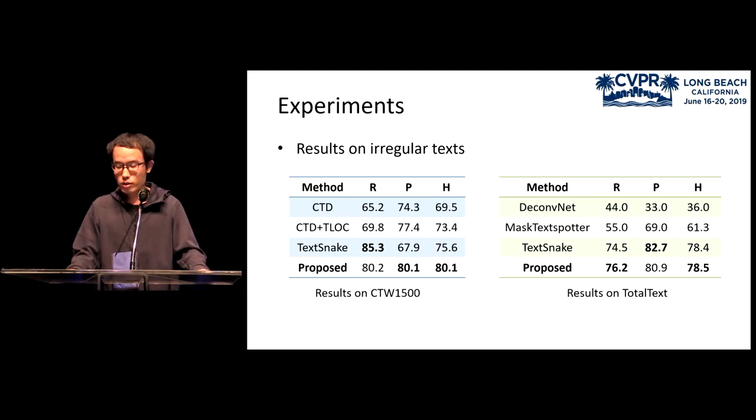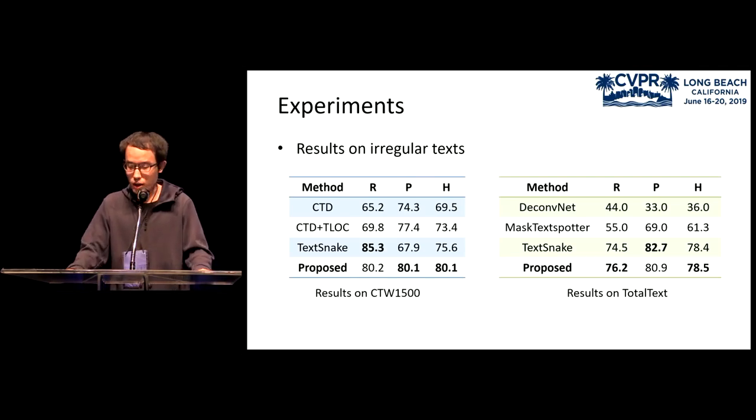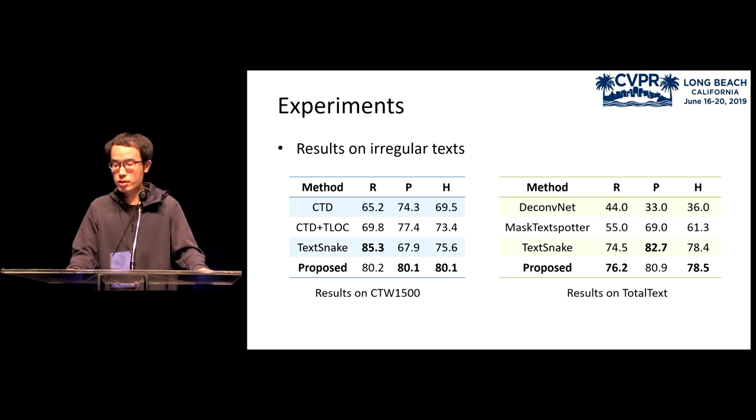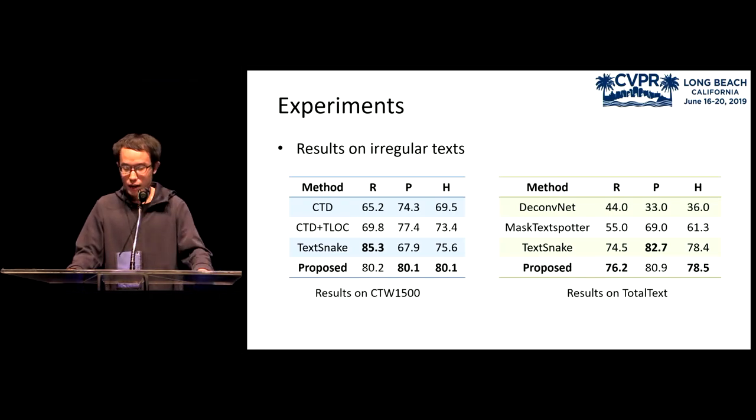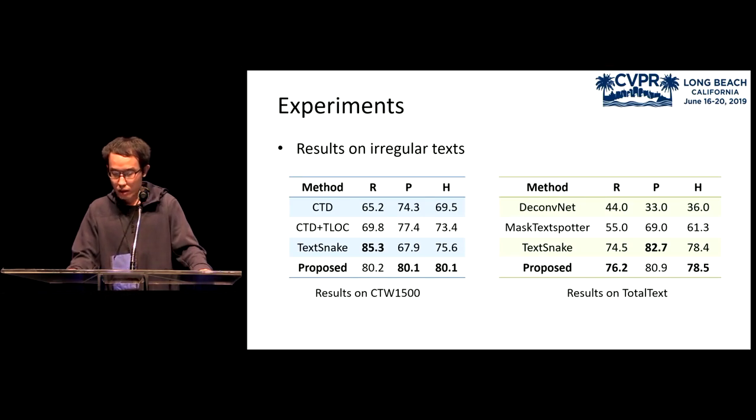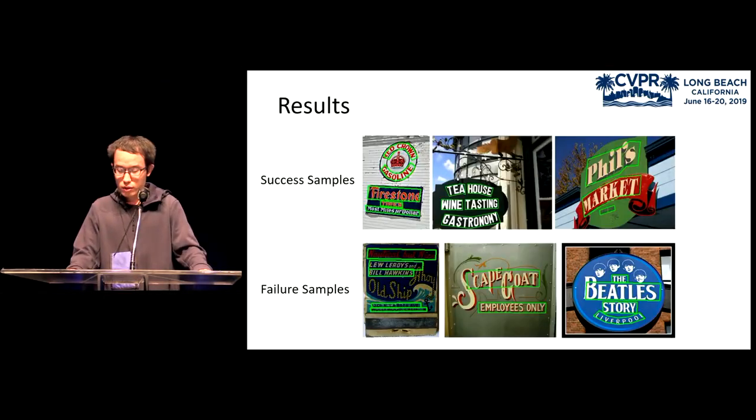Finally, we give out the experimental results on two benchmarks, CTW1500 and the Total-Text dataset. The proposed method achieves state-of-the-art performance on both of them. That shows that our idea works very well for text regions of different shapes. And some samples of our experimental results are given.